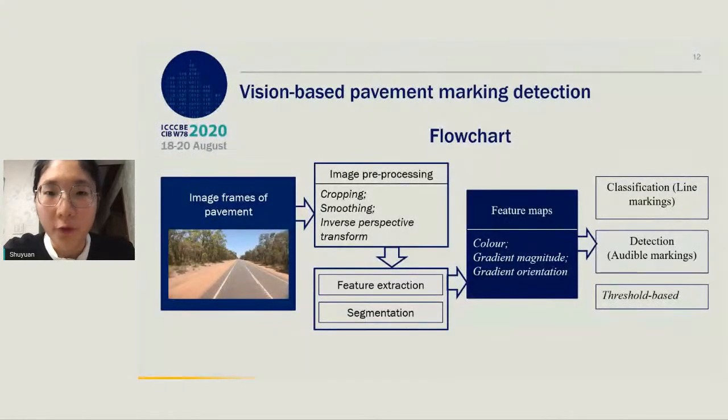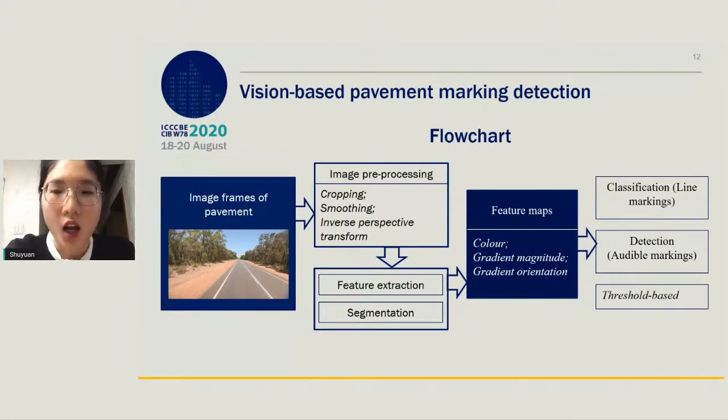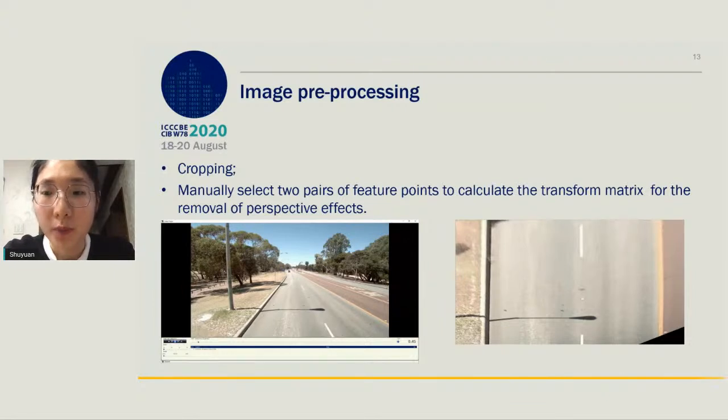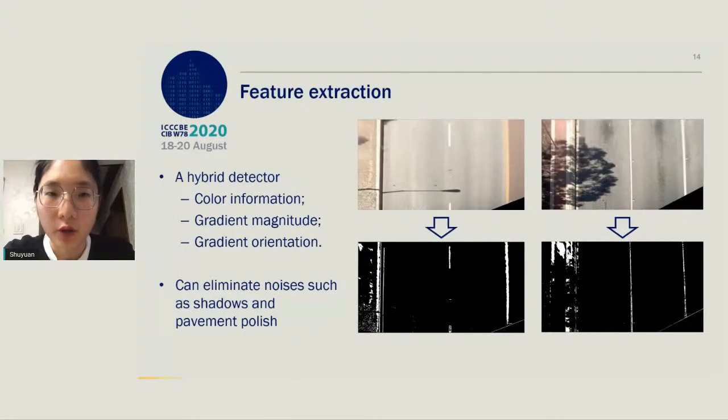This slide shows the flowchart for the vision-based pavement marking detection framework. It includes steps from image pre-processing, feature extraction, and segmentation to the final detection and classification of all types of line markings. The first step is image pre-processing. Image frames of road pavement are extracted from the videotape, cropped, and processed with smoothing algorithms. Also, an inverse perspective transform is applied to generate bird's-eye view images by manually selecting feature points for calculation.